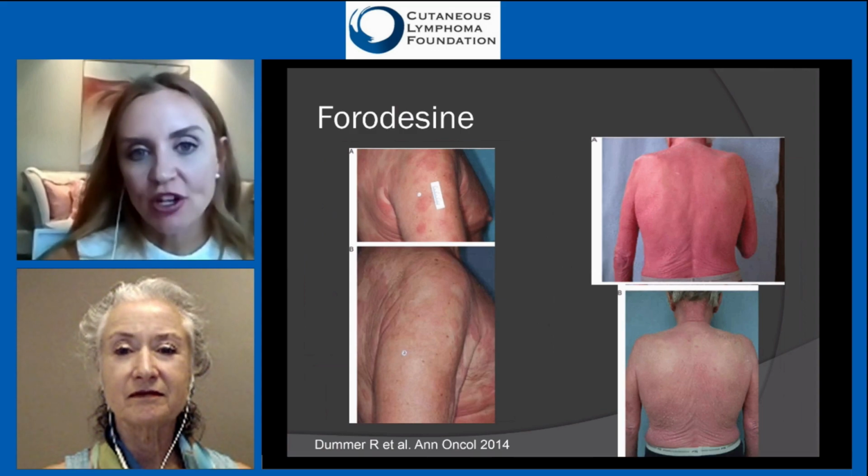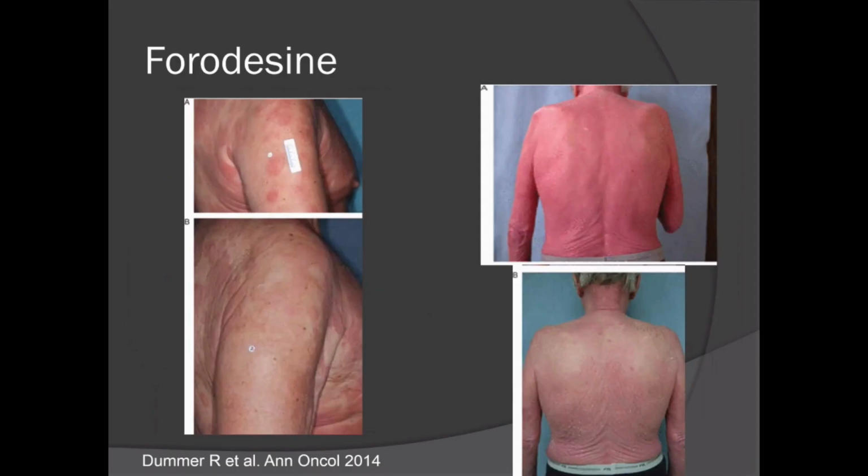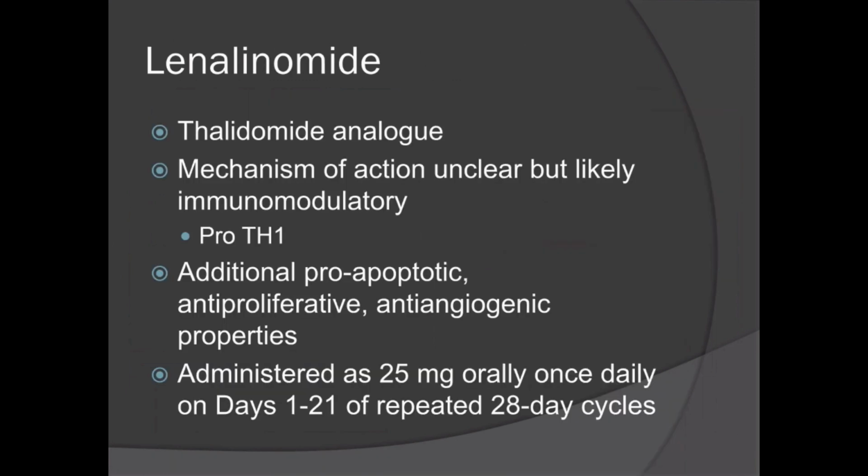Here is one encouraging example of a patient on the left who had classic plaque stage disease. There's obvious improvement in the lower panel, panel B, and then on the right here you can see an erythrodermic patient who certainly was improved after treatment with this drug.